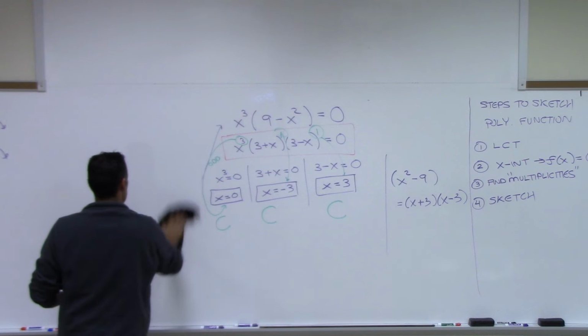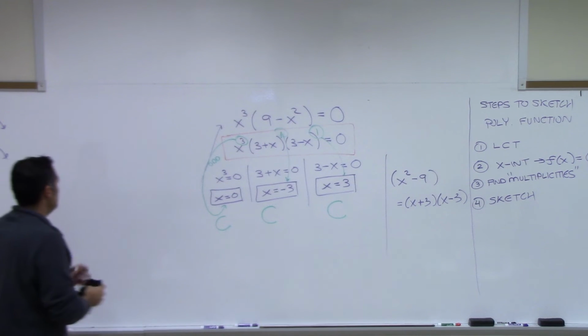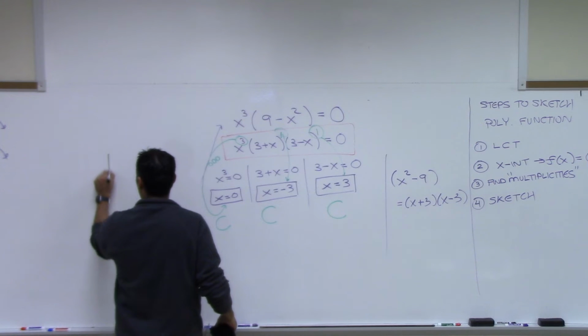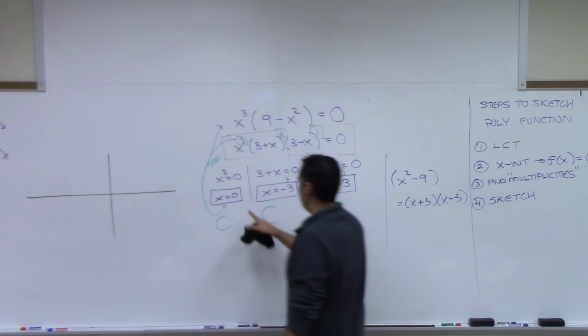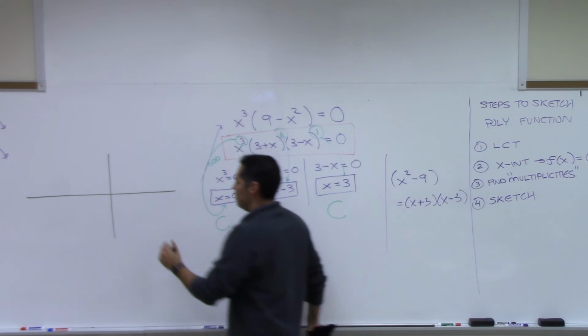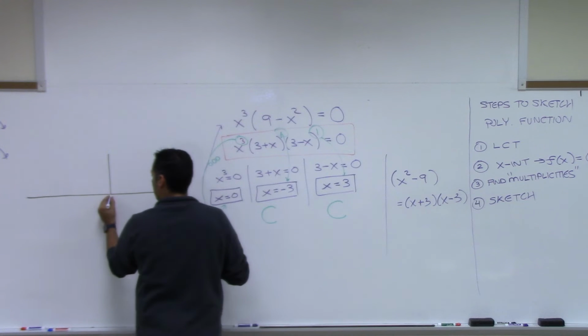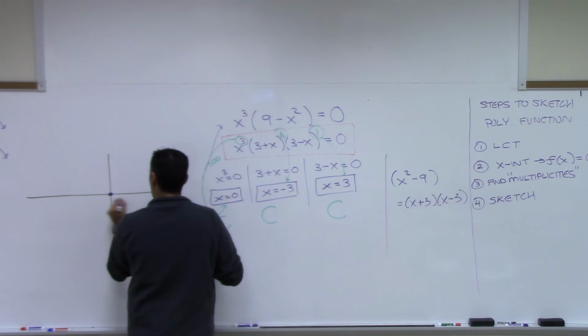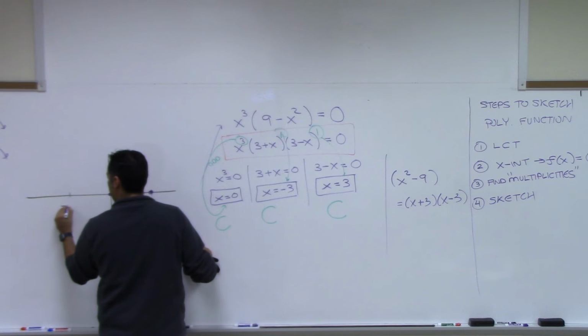Here comes my picture. These sketches are quick, okay? You don't have to spend as much time as you did on the quadratics. Okay, 0, 3, and negative 3. So at 0, I have an x-intercept. At 3, I have an x-intercept. At negative 3, I have an x-intercept.